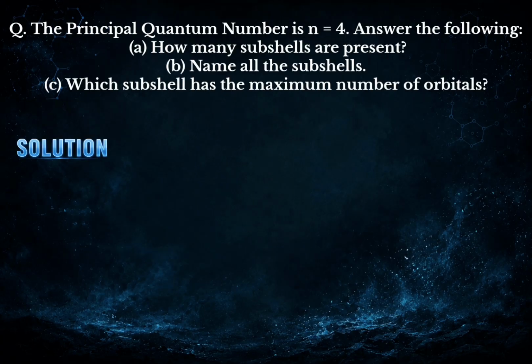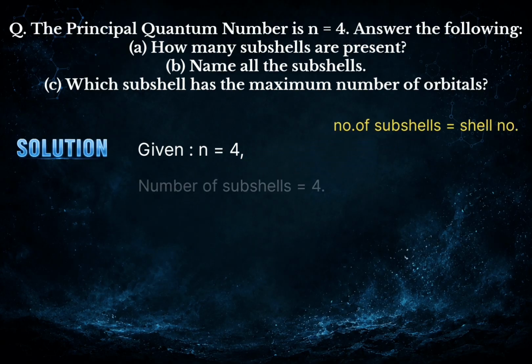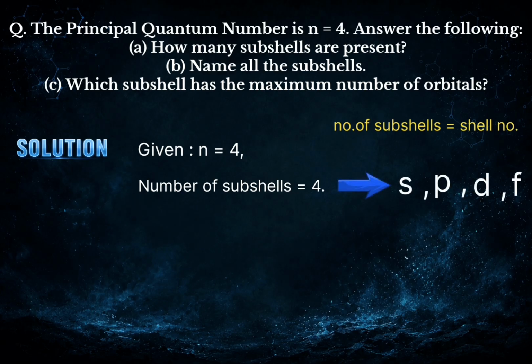All right, here's the next question. The principal quantum number is n equals 4. Answer the following. How many subshells are present? Name all the subshells. Which subshell has the maximum number of orbitals? We are given that the principal quantum number n equals 4. We already know that the number of subshells is equal to the shell number, so number of subshells equals 4. Now, let's name those subshells. The 4 subshells are S, P, D, and F.